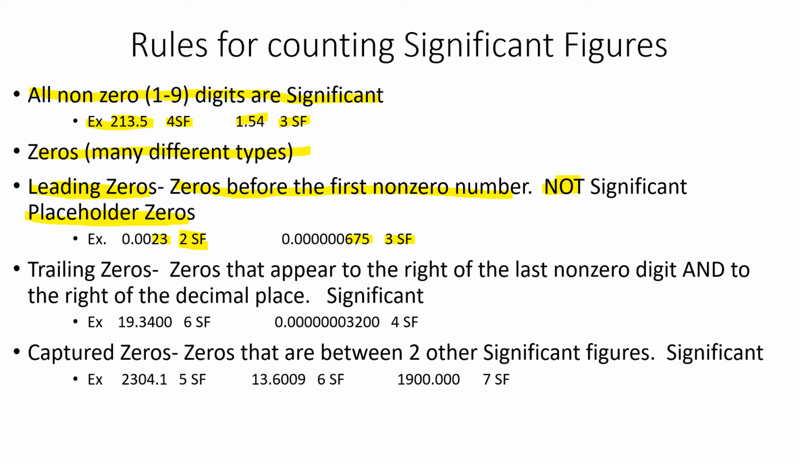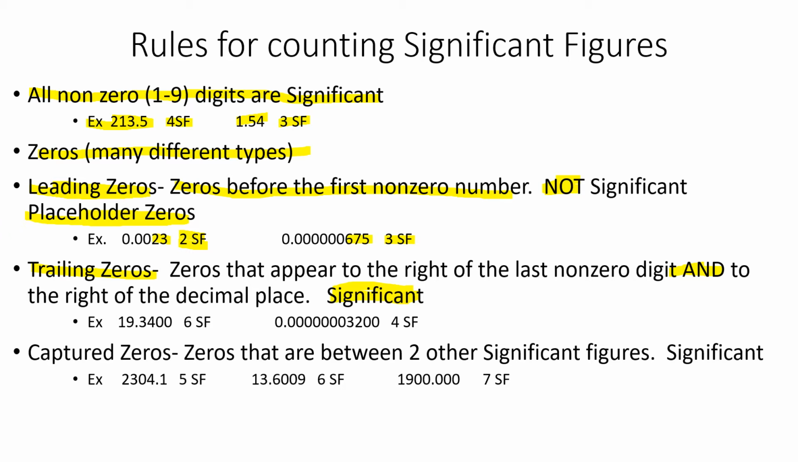Kind of almost the exact opposite of the leading zeros are the trailing zeros. These are zeros that appear to the right of the last non-zero digit, and it's very important, to the right of the decimal place. So both things have to be true. They have to be to the right of the last non-zero digit and to the right of the decimal place. These end up being significant. And we can think that they're going to be significant because they're telling a different story. So let's look at some examples of some trailing zeros.